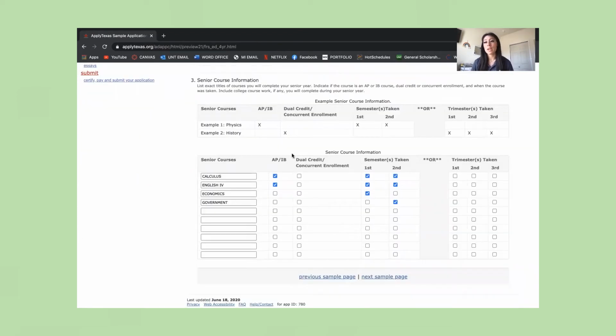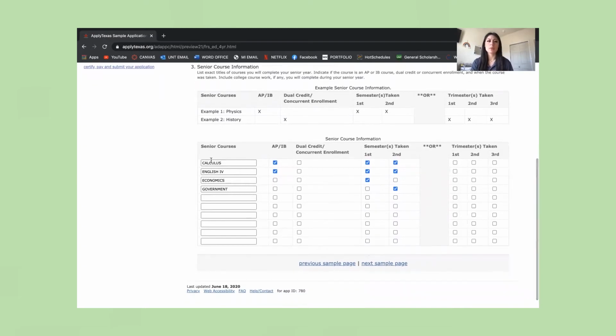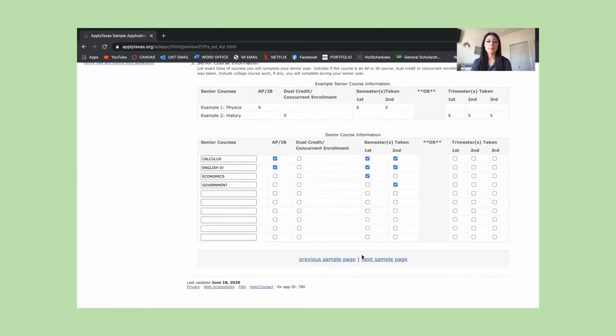Now, number 3 is just asking you for senior course information. What classes are you taking now as a senior? It's easy. For example, we have calculus, English, economics, and government. It's going to ask you if it's AP or dual credit, and what semesters you're taking these classes for.